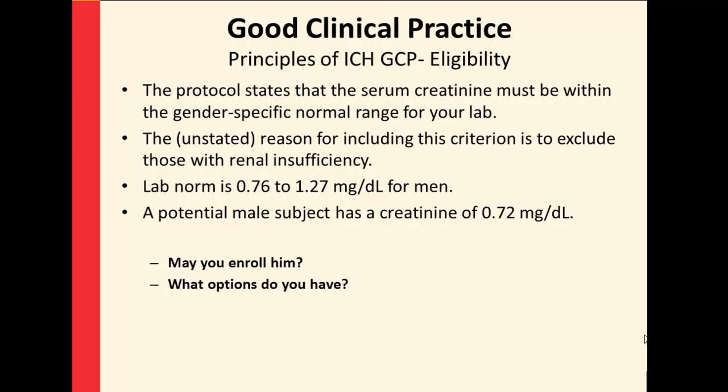The lab norm is from 0.76 to 1.27 milligrams per deciliter for men. You have a potential male, and his creatinine is too low, 0.72. His kidneys work too well. The only reason you have this in there is to prevent people from having renal insufficiency, high creatinines. But what it says is you must be within the gender-specific norms for the lab. Can you enroll him? What do you think? The answer to the first question is no. And the answer to the second question is that, of course, you should have thought of that before.